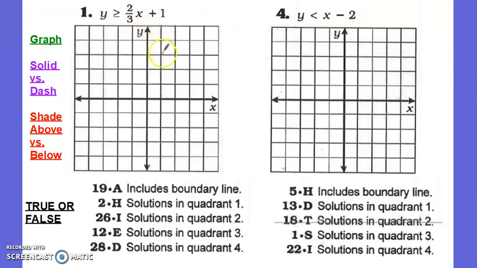Take a second, try graphing the lines. Remember to decide whether or not they're solid or dashed first, and then decide where you want to shade. I'll come back with a fully filled in graph here in just a minute, and you can check your answers, and then we'll talk about that true false on the bottom. So go ahead and pause the video now, take a couple of seconds, and try graphing numbers 1 and 4 from day 2 of your inequality journey.